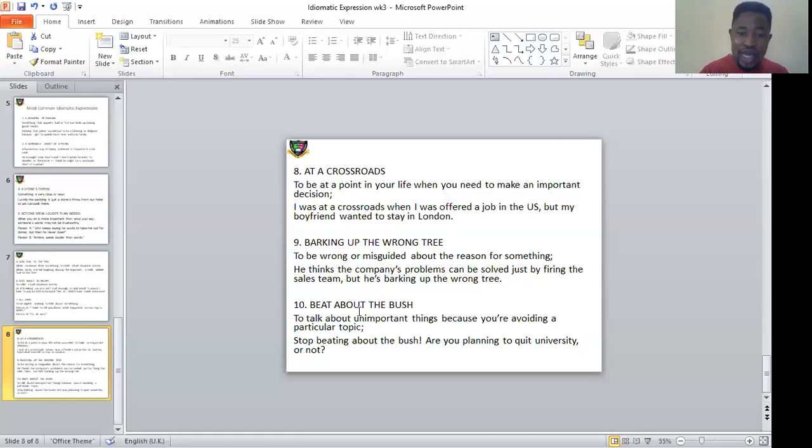And the last one on that idiomatic expression, beat about the bush. When do you beat about the bush? Or what does it mean to beat about the bush? It means to talk about unimportant things because you are avoiding a particular topic. Oh, did you do your assignment this morning? That is when your teacher was asking you if you did your assignment, and at the same time you felt your friend was talking to you. You ignored your teacher's words. That is to beat about the bush.